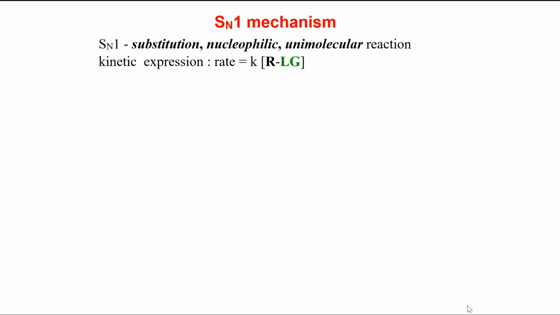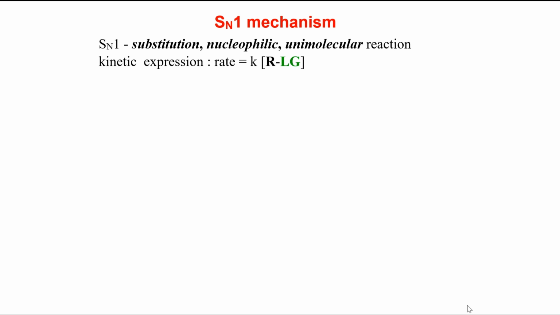SN1 stands for substitution nucleophilic unimolecular reaction. What it indicates is that the rate of the reaction is equal to K into R-LG. LG is the leaving group, R is the alkyl group. The rate of the reaction is dependent upon the concentration of the alkyl halide. Though nucleophile and alkyl halide react, the rate of reaction is dependent upon the concentration of only the substrate, that is alkyl halide, not on the nucleophile concentration or its strength.